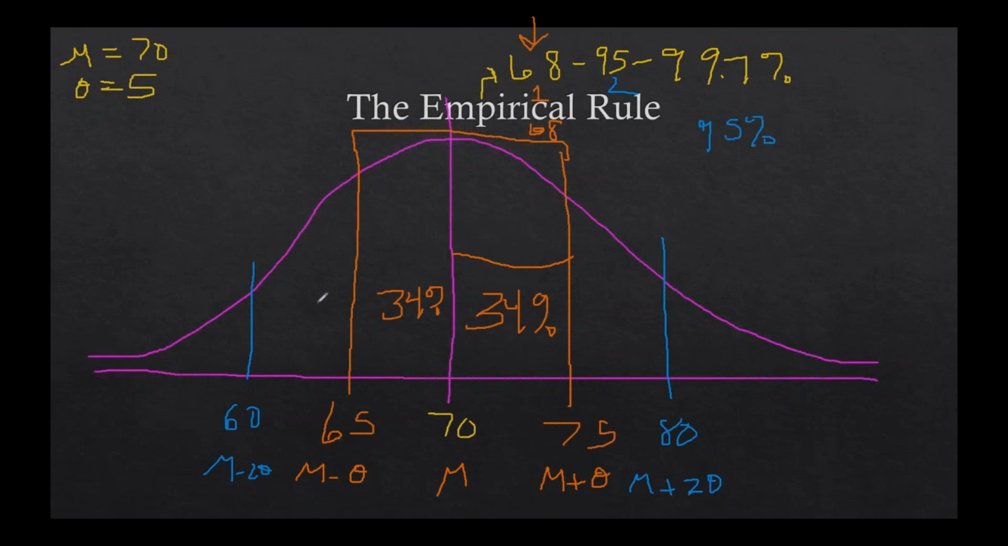But remember, blue to blue, this whole piece here, is 95. But we have the orange in the middle. And the orange in the middle is 68. So if I take 95 minus 68, there's 27% left over not accounted for. That has to be split evenly between these two blue pieces. So if I take 27 divided by 2, I get 13.5%.